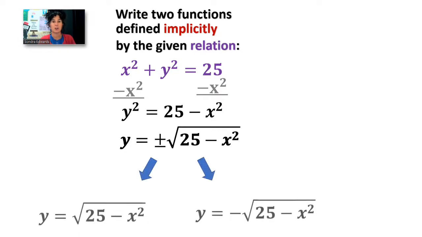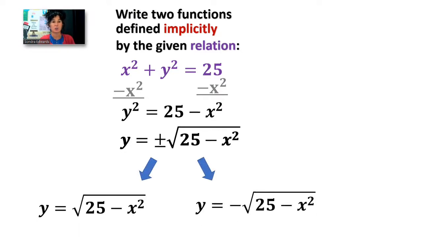So our two functions are y equals the square root of 25 minus x squared, and our other function is y equals negative square root of 25 minus x squared. What we want to do next is graph them both. So let's head over here to Desmos.com real quick.